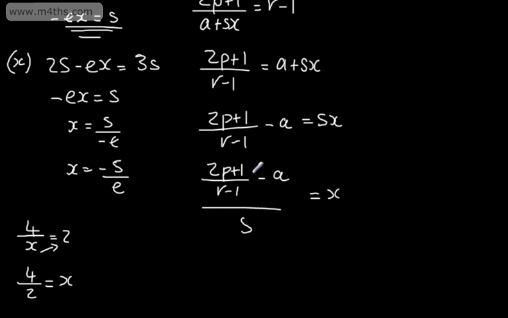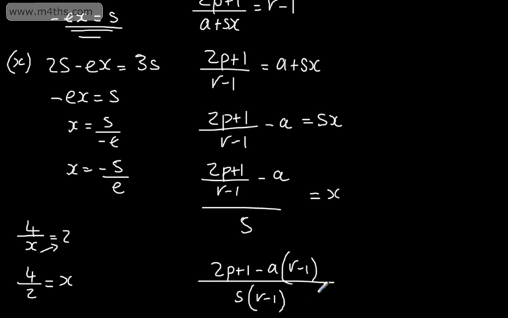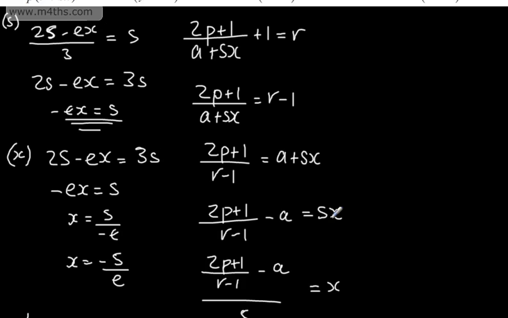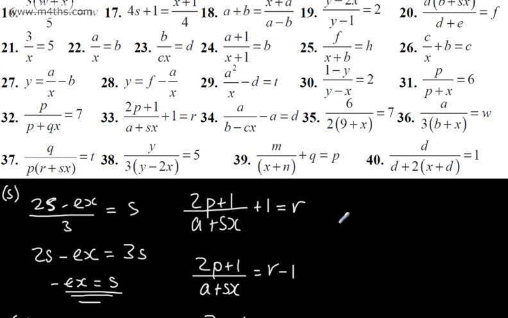If you wanted to tidy this up, you could multiply the numerator and the denominator by r minus 1, 2p plus 1 minus a multiplied by r minus 1 all over s multiplied by the r minus 1, and that would give us now x. And again, you could look at just tidying that up. But again, if you've got to that stage, that's pretty good going.